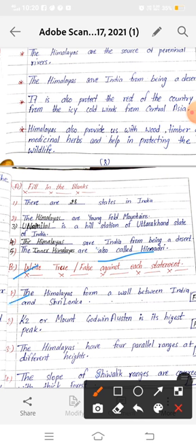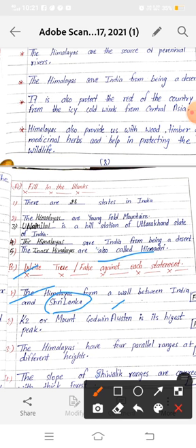Okay, the Himalayas form a wall between India and Sri Lanka. No, because it is on the north side and Sri Lanka is in the south. So there is no match of Himalayas with Sri Lanka. So this statement is false. Both are on opposite sides, opposite to each other. So this statement is false.